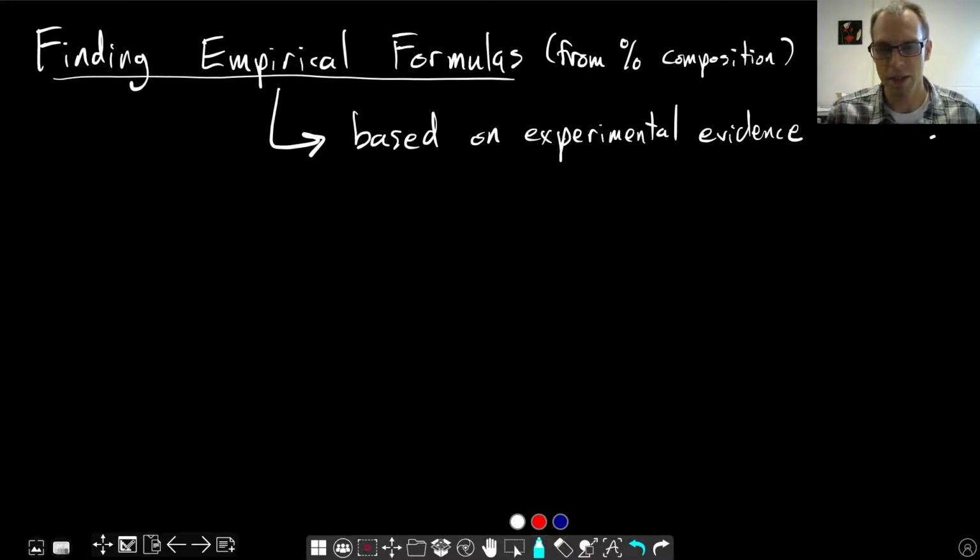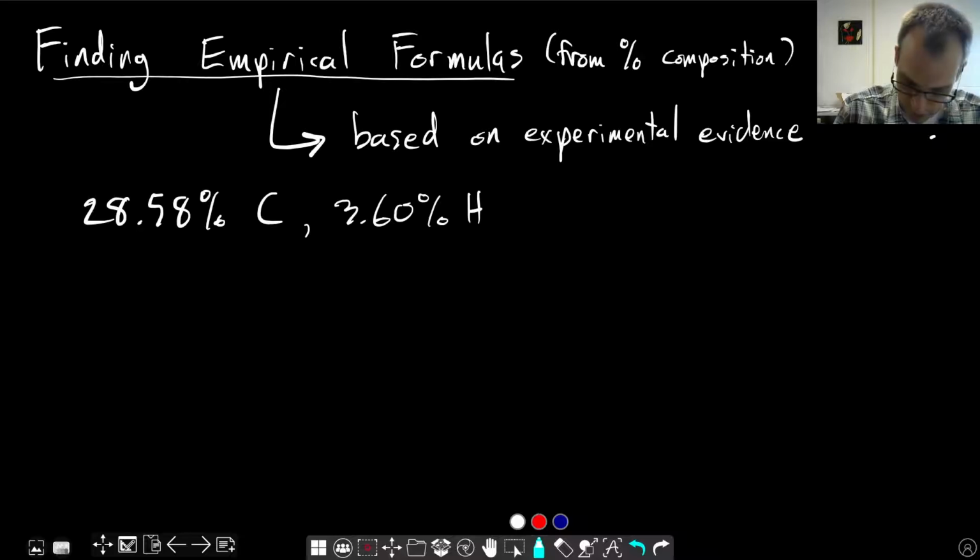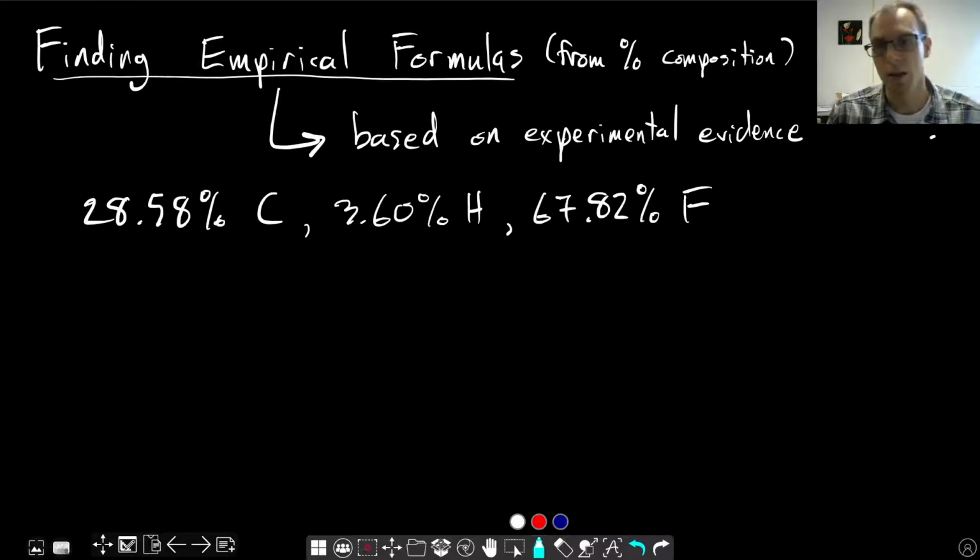Okay, so the best way to do this is by an example. So let's imagine that we have a compound. I've got some numbers here, and we get the following percent composition. We know that it is 28.58% carbon. We know that it is 3.6% hydrogen, and that it has 67.82% fluorine. And so we're going backwards of what we did in the previous videos, where we were looking at a chemical formula and finding the percent composition. Here we're going the other way around.